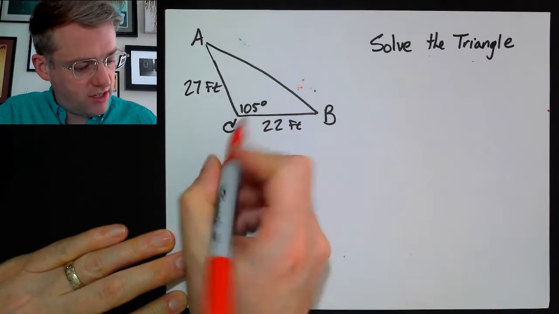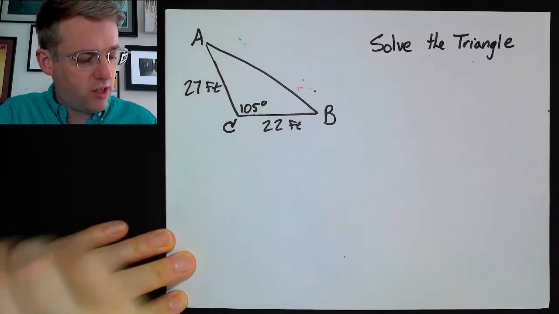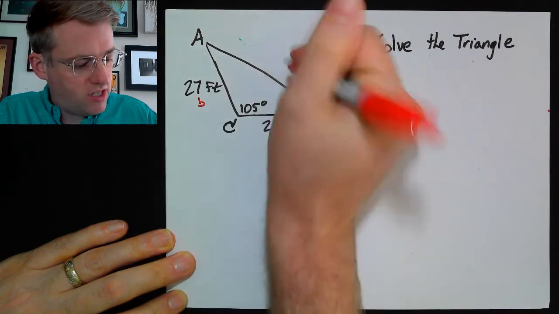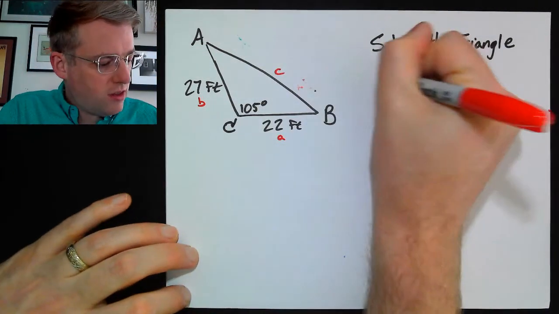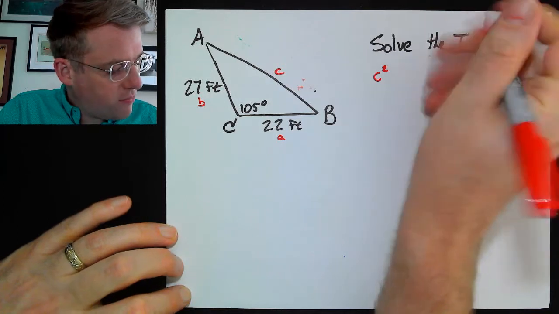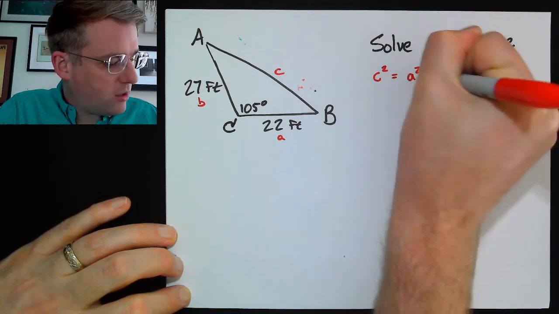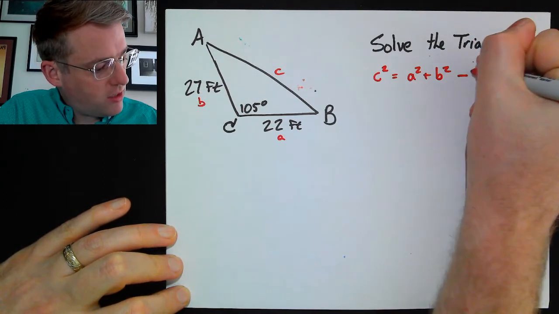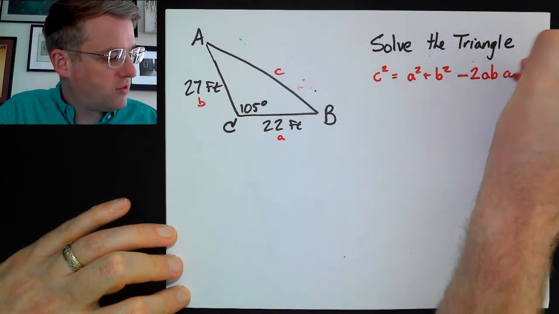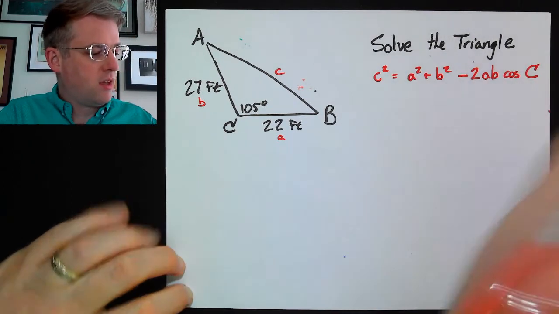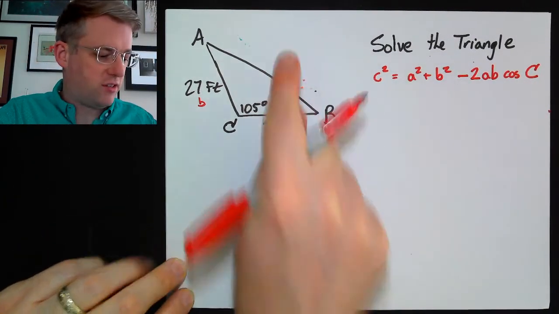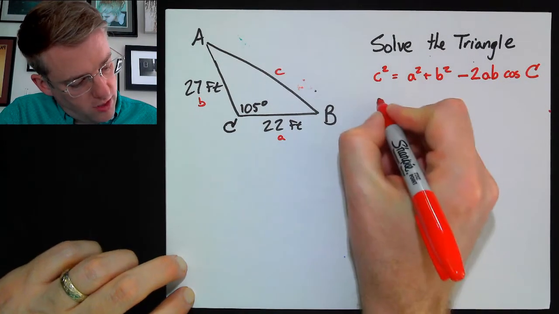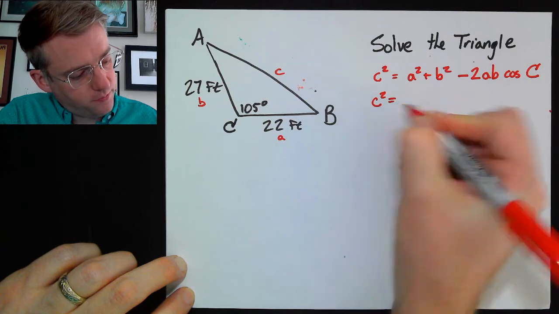I want to label the sides with the points that we have on the angles. 22 would be A, 27 would be B, and we are missing side C. The law of cosines you can always look up for yourself. C squared equals A squared plus B squared. That's Pythagorean theorem. And we make it the law of cosines by subtracting 2AB cosine of C. One angle, all three sides involved. We're going to solve for C squared first. So that remains our variable.